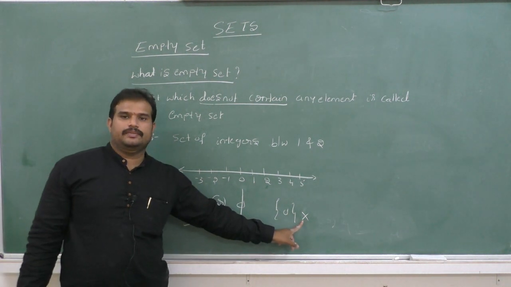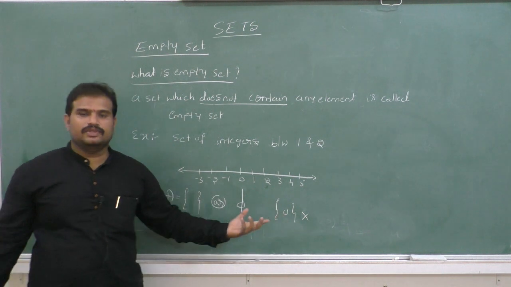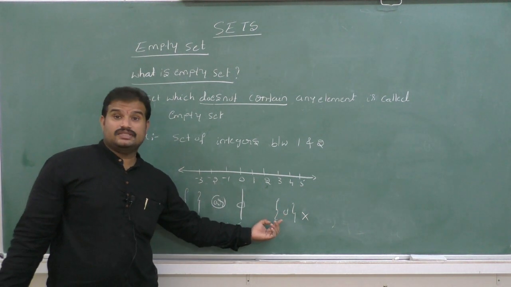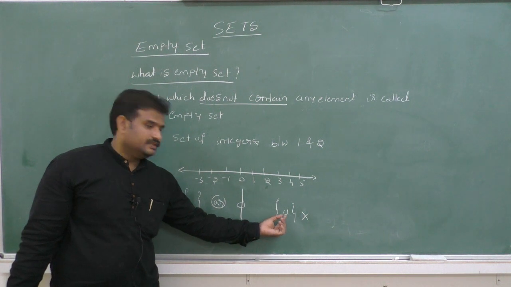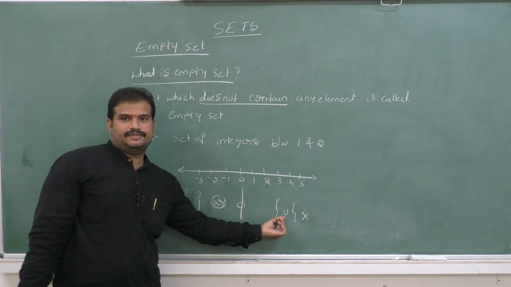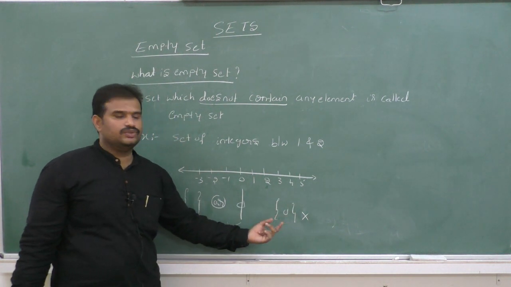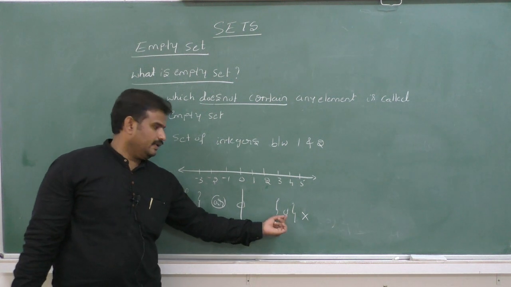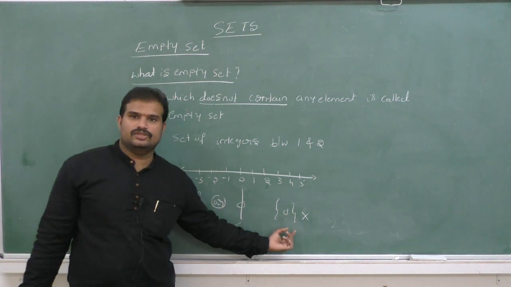This is the wrong representation because you may say, sir, 0 is nothing. But 0 is not nothing here. 0 is actually an element. There is one element in it. Which is it? It's 0. So clear? This is empty and this is not empty.